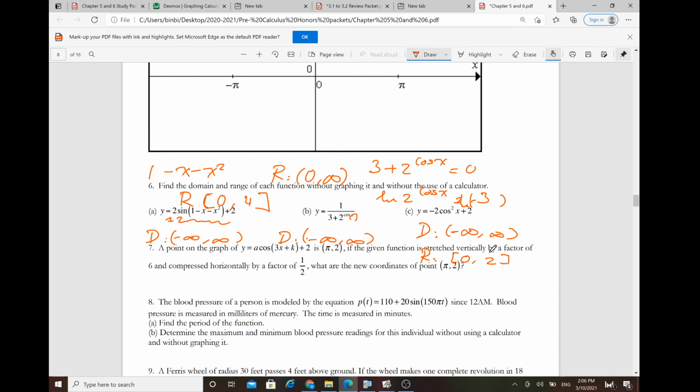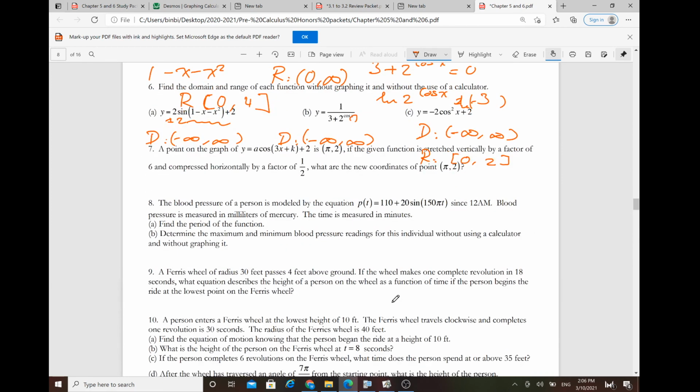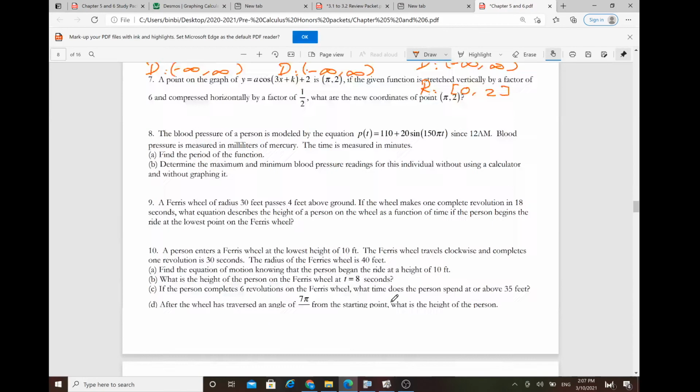Okay, so now let's see what else. The rest of this is the word problems. We'll talk about that in the next part of the video.